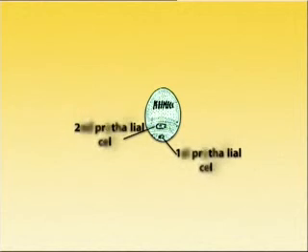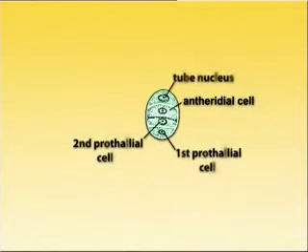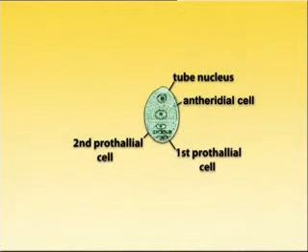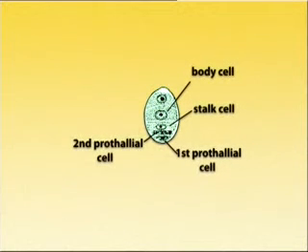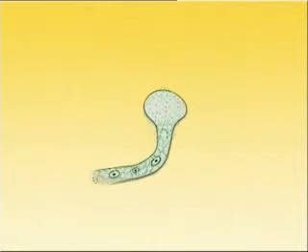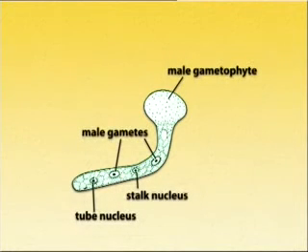The latter divides again in the same fashion, forming a second prothallial cell and a large antheridial cell. The latter by one more division gives rise to a tube cell and an antheridial cell. The antheridial cell on division forms a stalk cell and a spermatogenous cell. The shedding of pollen thus takes place at the 5-celled stage, that is, 2 prothallials, 1 tube cell, a stalk cell and a spermatogenous cell.